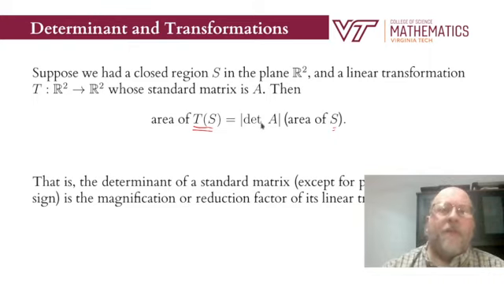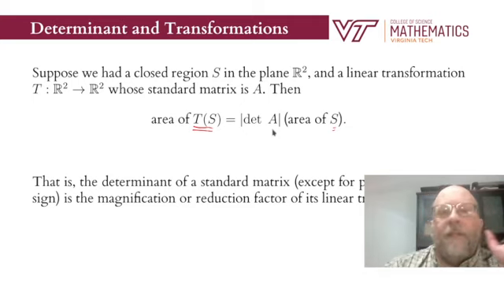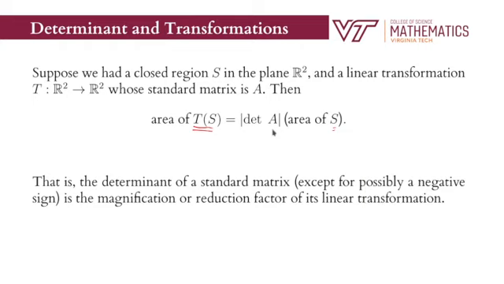Now, sometimes the determinant is negative and area can't be negative, so we have to strip off the negative sign here. But the area is the magnitude of the determinant, the absolute value of the determinant times the area. That is, except for possibly the negative sign. The determinant is the magnification or the reduction factor of its linear transformation.